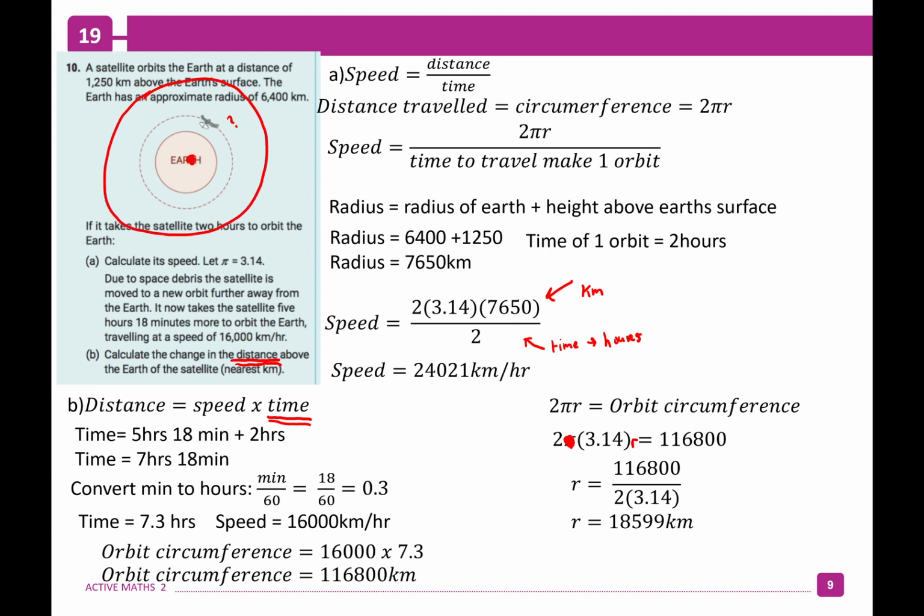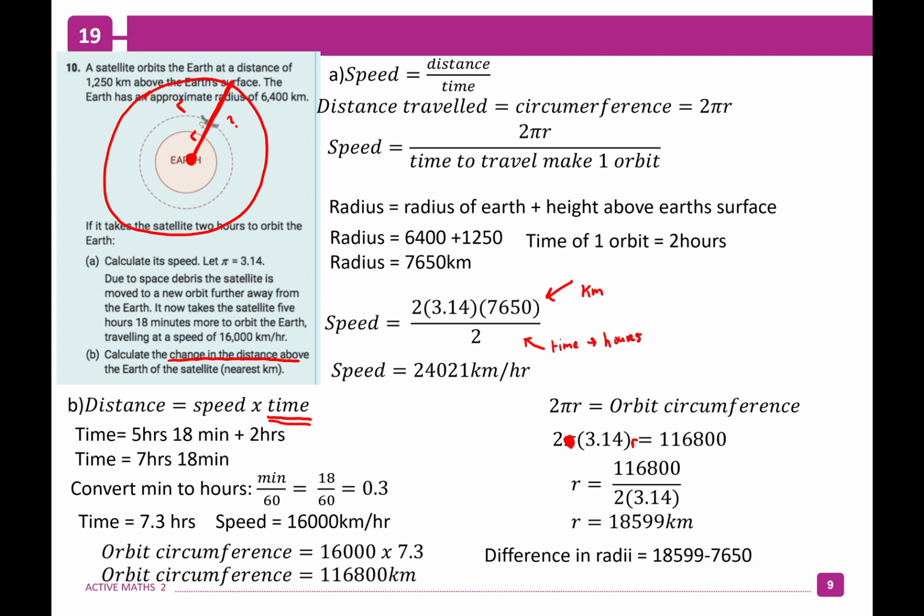So our satellite is now 18,599 kilometers. That's what the radius of it is. Okay, from the center of the Earth, it is 18,599 kilometers away. The question asks us to calculate the change in distance. So to find the change in distance, we're going to take our new radius from our previous radius, and the difference between these values will give us the change in distance above the Earth.